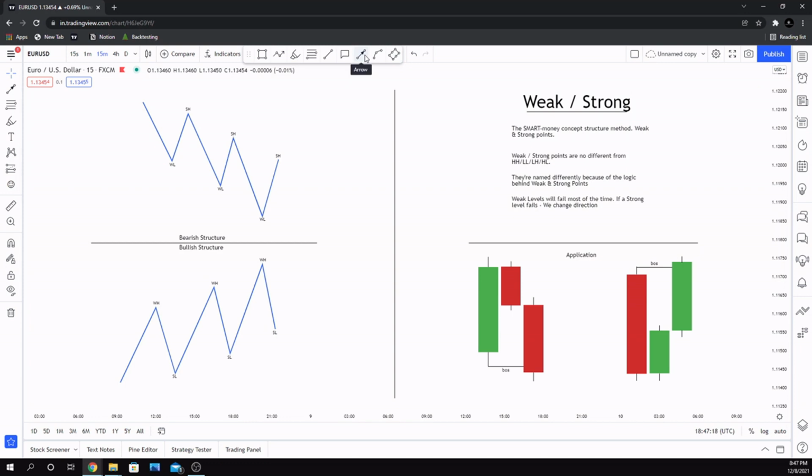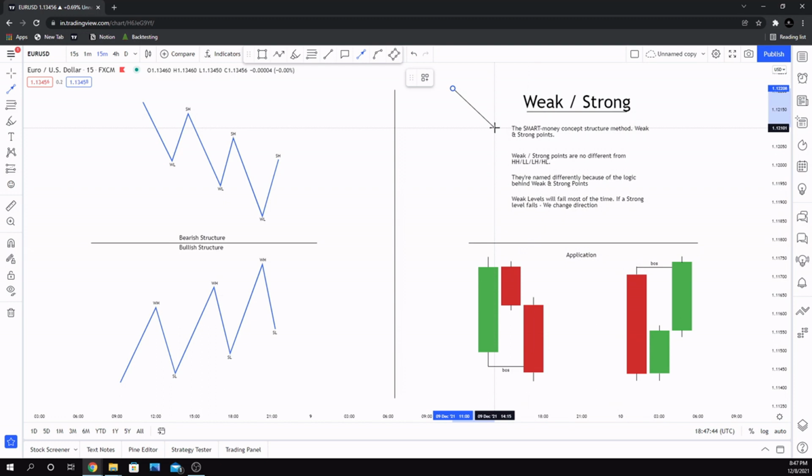So, sort of moving on here. Initially, the analogy behind strong and weak points is pretty elementary. In essence, a weak point will get taken out most of the time because of how a trend is structured. Strong levels will most likely be protected most of the time because, again, of how a trend is structured. So just sort of talking here on a few key points. The smart money concept, structure, method, weak and strong points.